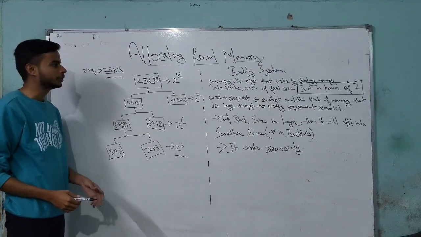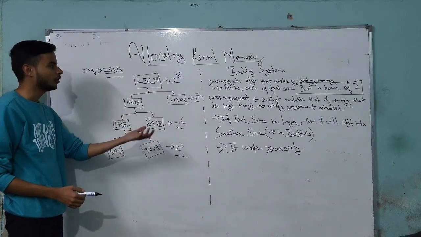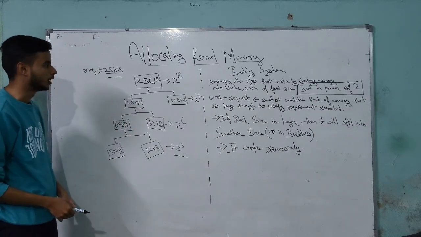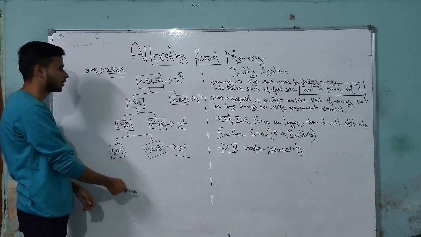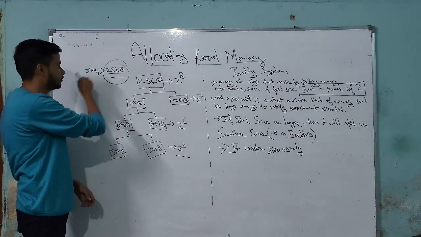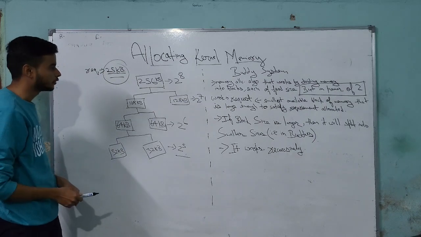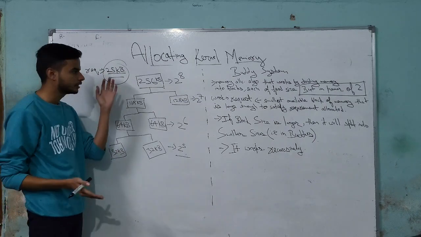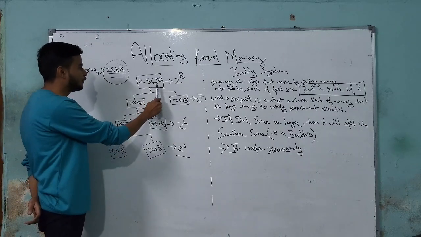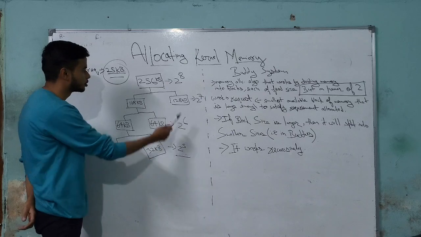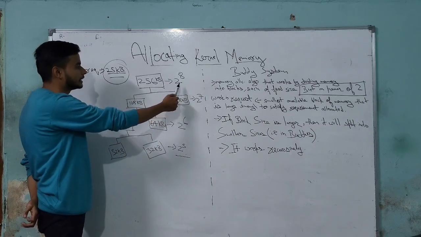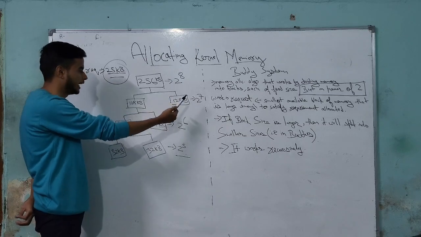So now we are going to see one example of how exactly the buddy system is going to work. Here we have a block of memory and we got a request to allocate 25 KB of memory. First we are going to observe this block of memory. We can see that this is a 256 KB block. It can be observed that it is a power of 2, that is 2 to the power 8.